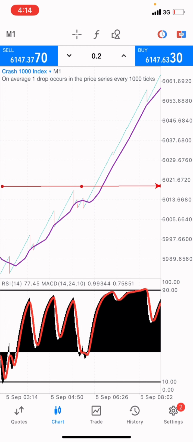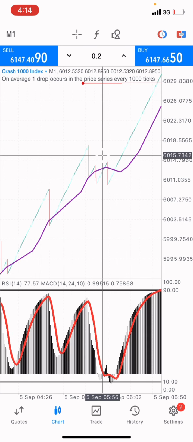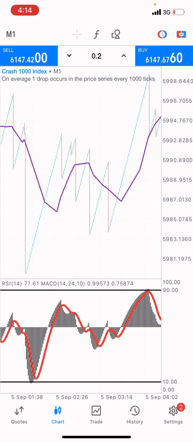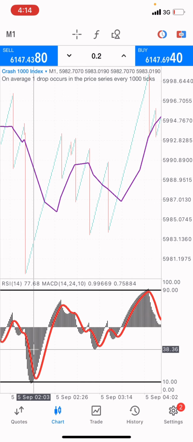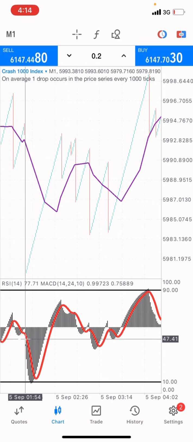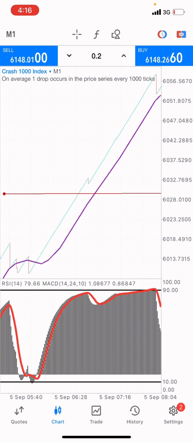And you want to make sure that you don't place a buy when the MACD is on the downtrend. This means that you do not place a buy during this downtrend of the MACD, because this is an opportunity for a sell. So we're going to check on the Boom 1000 index as well.